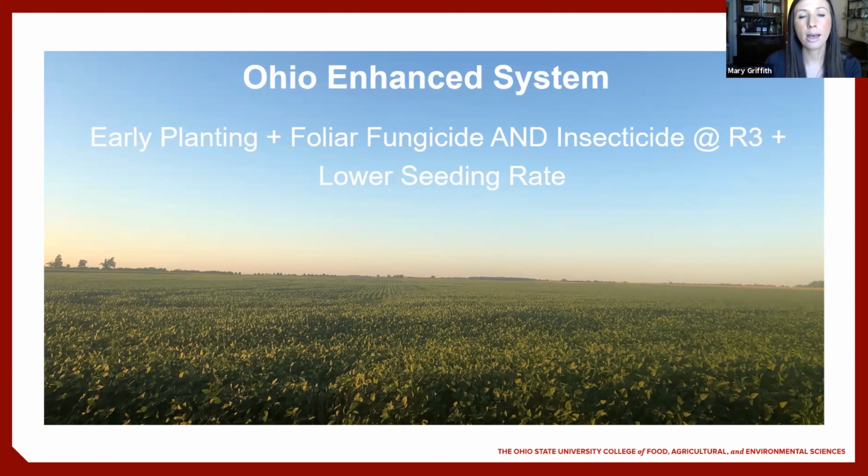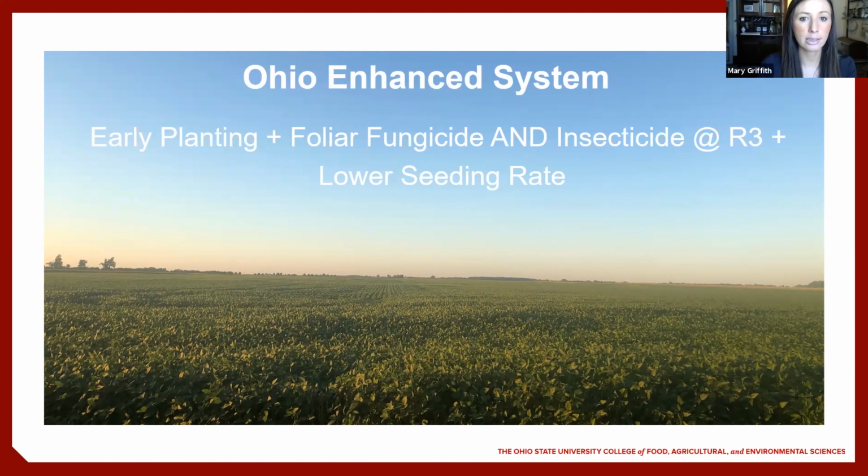So the other thing is foliar fungicide and insecticide application at the R3 growth stage. The R3 stage is when pods are real little, about 3/16 of an inch long, and that's typically the recommended timing for fungicide and insecticide applications because this is the stage when pods are starting to develop and yield can really be impacted by disease or insect pressure if it's there at that time.